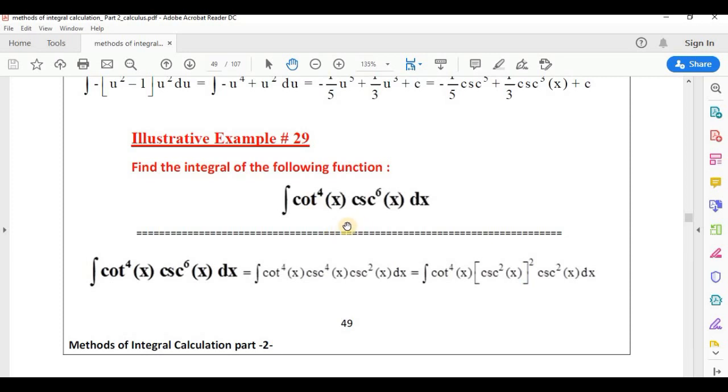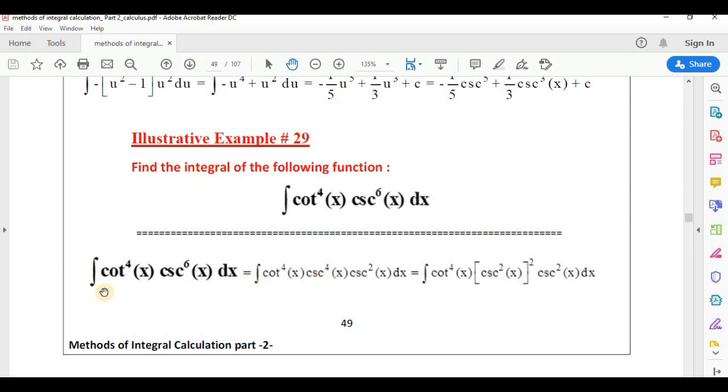Integral cotan to the power 4 multiply cosec to the power 6 dx. As we notice here, all the powers are even powers. So we will solve this integral by using the substitution method. What we will do? We will withdraw 2 from cosec to get cosec square. So this is cosec, we have 6. We withdraw 2, it will become 4.